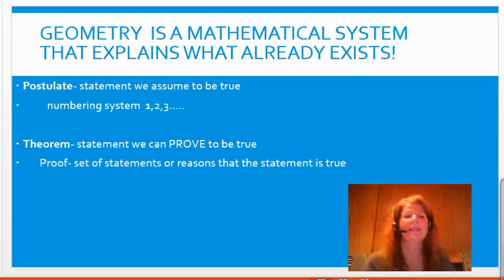One example of that is the postulate. A postulate is a statement that we assume to be true. And we'll be using a lot of postulates in geometry.